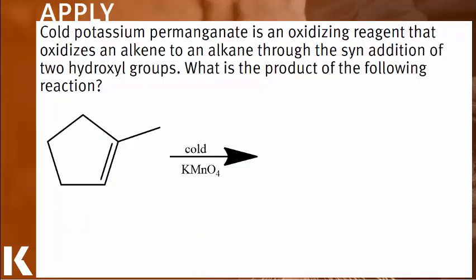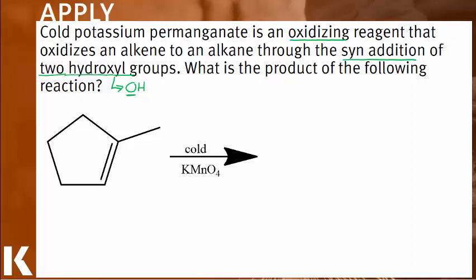So in our first example, we have cold potassium permanganate, an oxidizing reagent that oxidizes an alkene to an alkane through the syn addition of 2 hydroxyl groups. We want to know what the product of this reaction will be. Now, during an oxidation reaction, this is where we add bonds to oxygen. So since we are adding 2 hydroxyl groups, we'll be attaching oxygens. These would be oxidizing reactions.